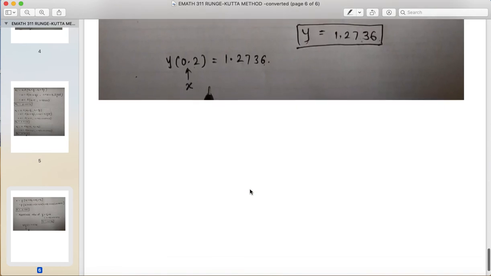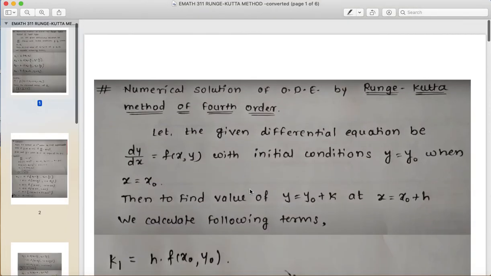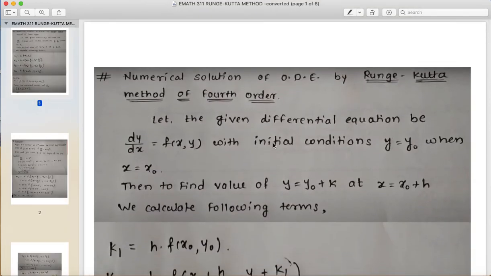So that is our fourth order method. This is how you go through with our Runge-Kutta method of fourth order.